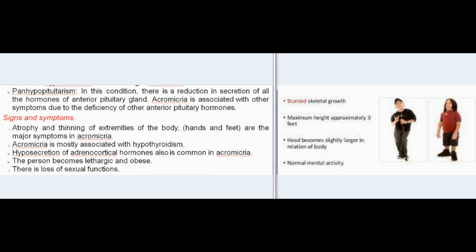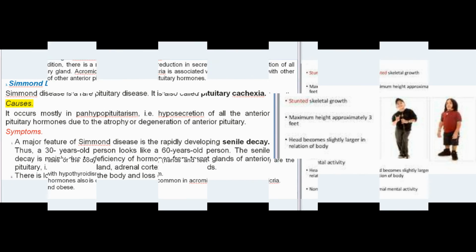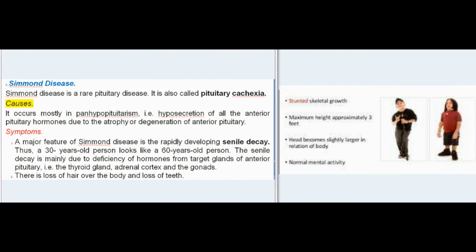Hyposecretion of adrenocortical hormones also is common in acromegaly. The person becomes lethargic and obese. There is loss of sexual functions. Senile disease. Senile disease is a rare pituitary disease. It is also called pituitary cachexia.